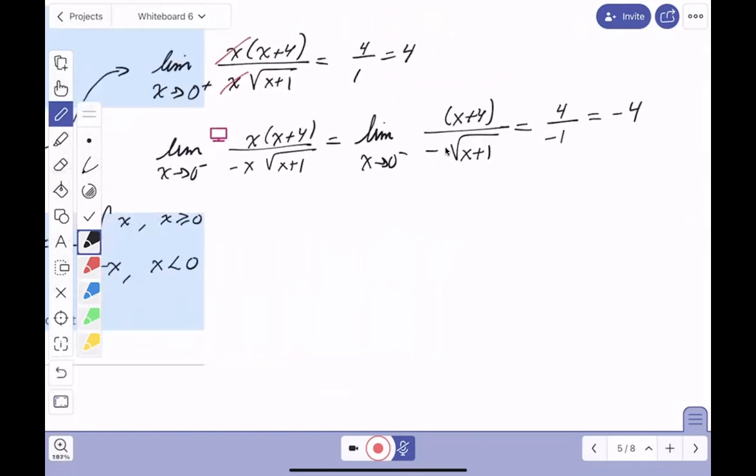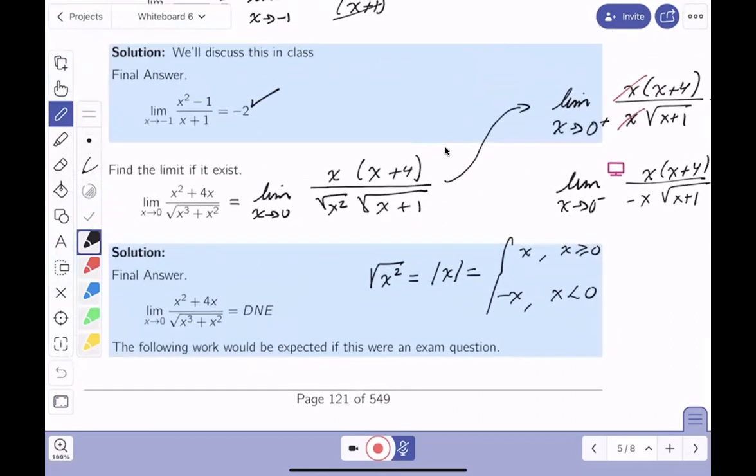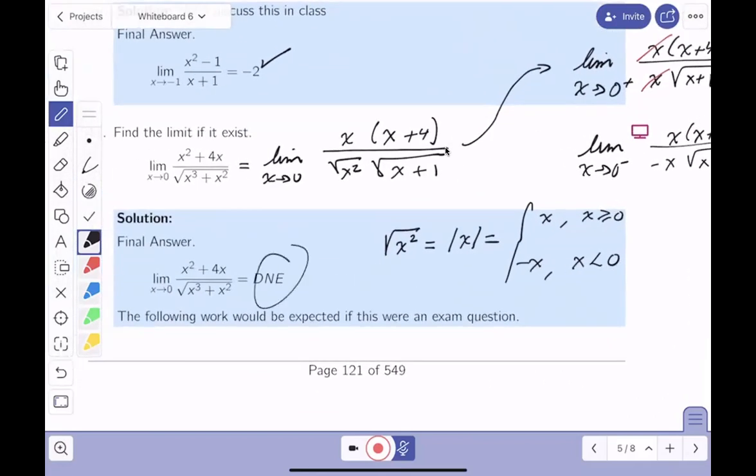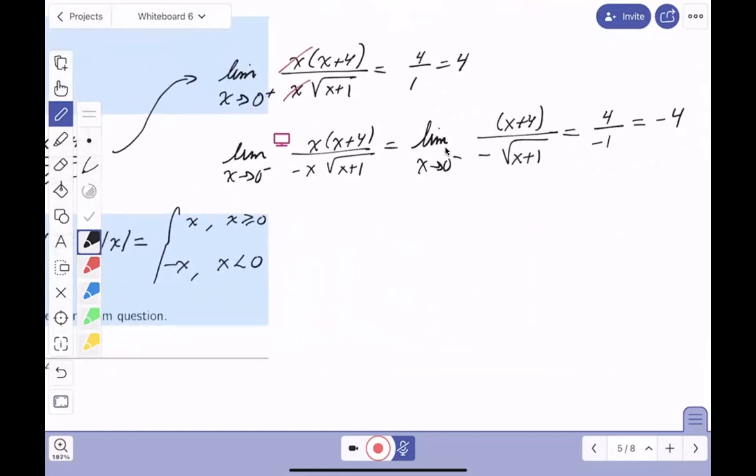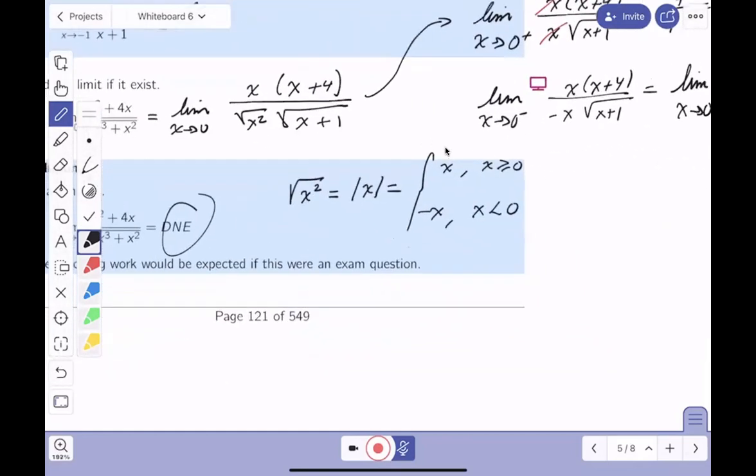So what's that going to be? Minus 4. Now, what do I know about the limit they've asked about? This limit over here is DNE. And why is that? The left and right limits we have shown are different. So DNE is an appropriate answer.